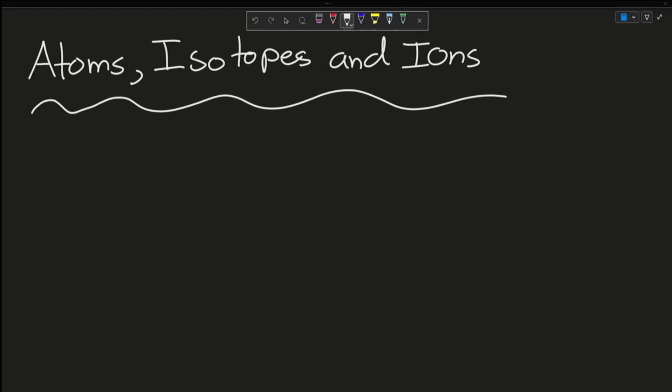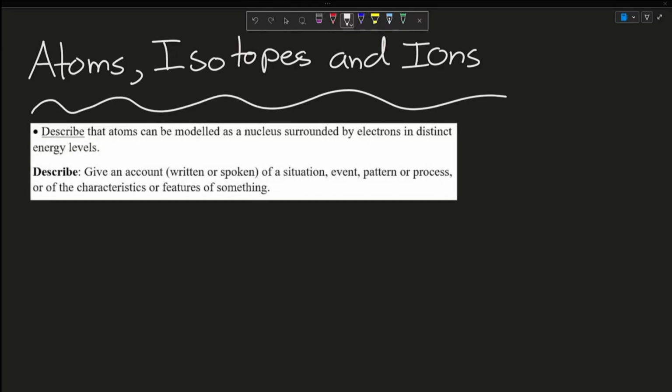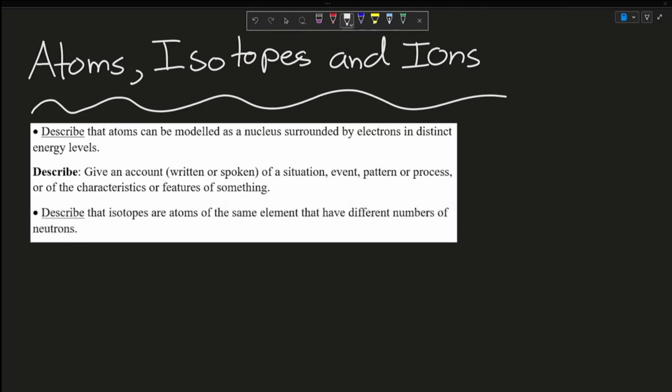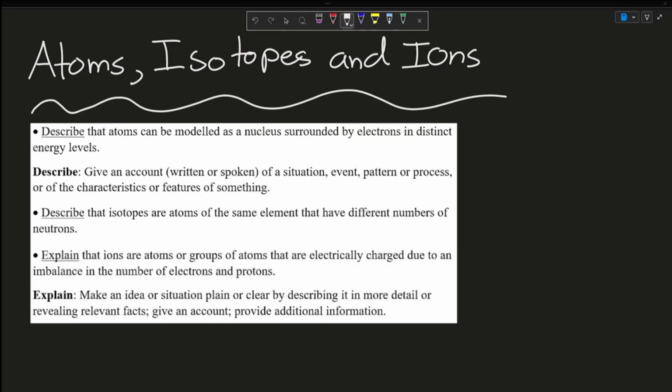In this video, we will be discussing and explaining three fundamental syllabus dot points of Unit 1 Topic 1, Properties and Structures of Atoms. So the first point is to describe that atoms can be modeled as a nucleus surrounded by electrons in distinct energy levels. The second point we'll be covering is describe that isotopes are atoms of the same element that have different numbers of neutrons. And our third point will be explain that ions are atoms or groups of atoms that are electrically charged due to an imbalance in the number of electrons and protons.